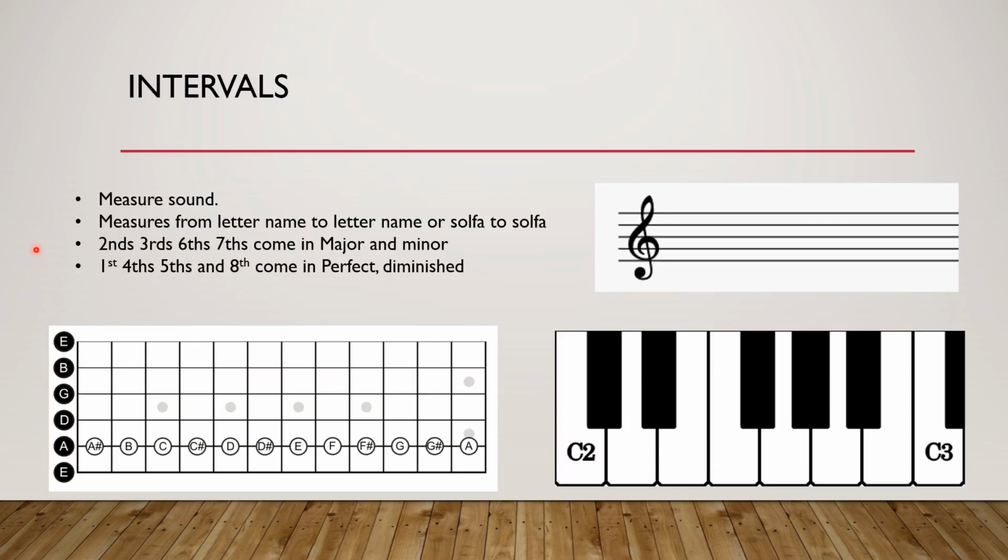So we've got intervals, just a brief reminder that they measure the distance between notes. And the reason we use intervals and major seconds, perfect fifths, all of these things, is because it allows us to measure between different instruments, even though they're different sizes.